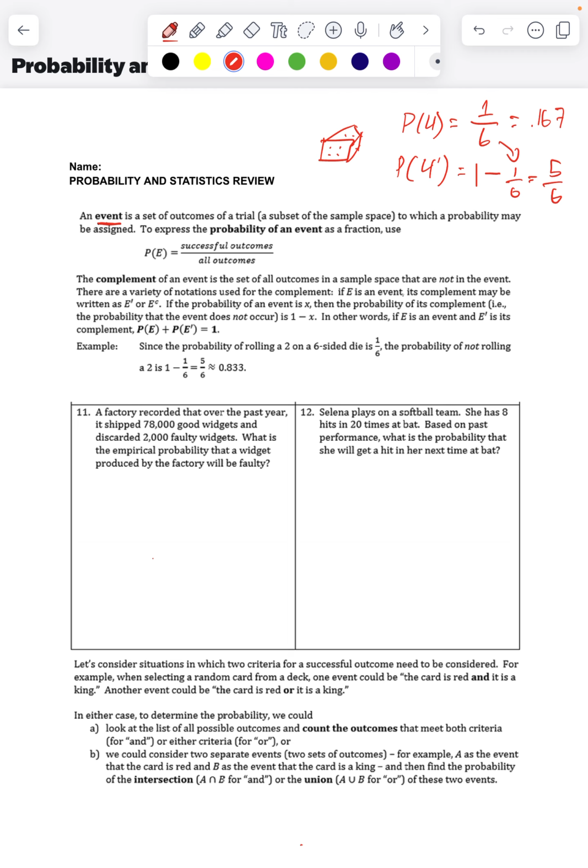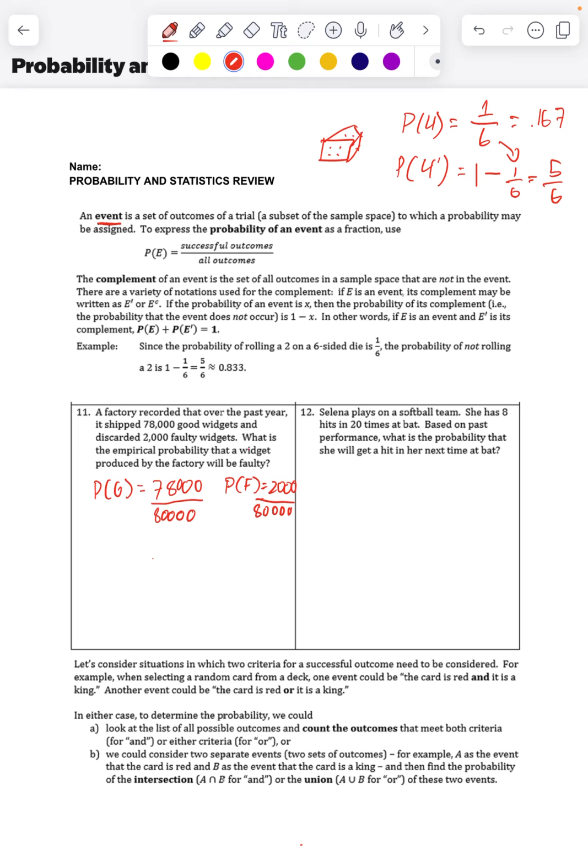A factory recorded that over the past year, 6,000 good widgets and 2,000 faulty widgets. So maybe we could say the probability of good is going to be 78,000 over some number n, which is all outcomes, and the probability of faulty is going to be 2,000 over n, which is all outcomes. Now, what is all outcomes? What we want to do is add the good widgets and the faulty widgets, which is 78,000 plus 2,000, which is going to be 80,000.